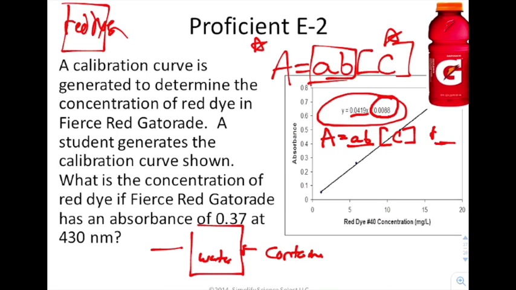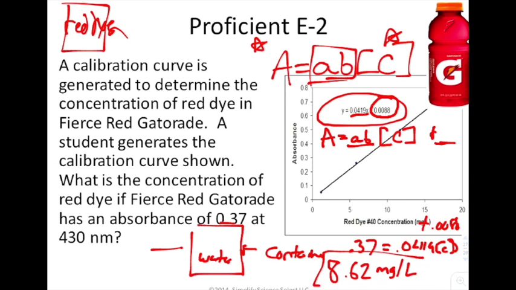So in this case, if I were to plug my numbers in, I would get 0.37, which is my absorbance number, equals 0.0419, and then my concentration, and then I have to account for the plus 0.008. So you subtract 0.008 from both sides, divide both sides by 0.0419, and you get 8.62 milligrams per liter. Now people have a tendency to say, oh, well, here's 0.37 and I draw it across and then I come down and that's roughly, that's like 8. The problem is that's nowhere near as accurate as using the actual equation itself.